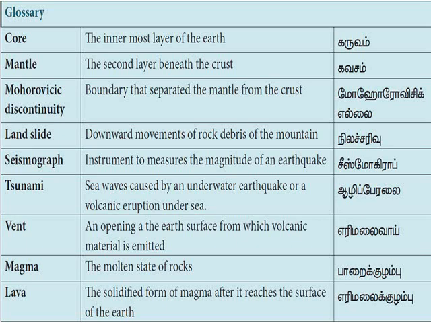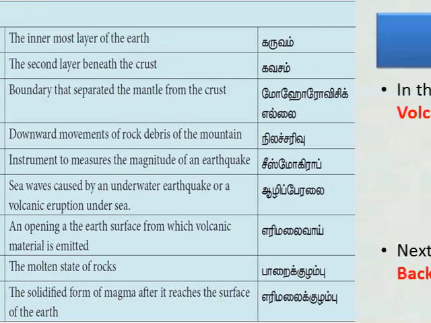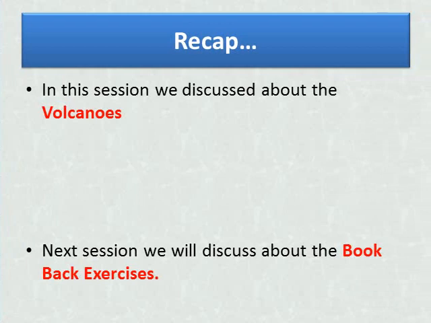Landslide, downward movements of rock debris of the mountain. Seismograph. Tsunami, tsunami are sea waves caused by an underwater earthquake or a volcanic eruption under the sea. Vent, V-E-N-T, vent is an opening of the earth's surface from which volcanic material is emitted. Magma, M-A-G-M-A, magma is a molten state of rocks. Lava, the solidified form of magma after it reaches the surface of the earth.